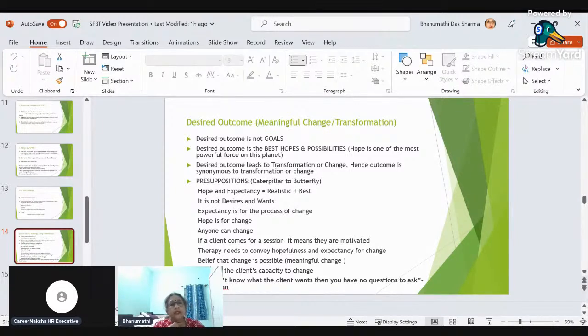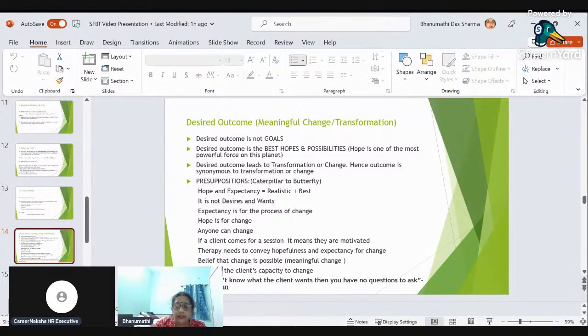Hence, outcome is synonymous to transformation or change. So the presupposition I told you, from caterpillar to butterfly, that transition from caterpillar to butterfly is a very painful process, but the end result, it's beautiful. The butterfly is so beautiful. In order to become a butterfly, you need to have hope and expectancy, and that should be realistic.